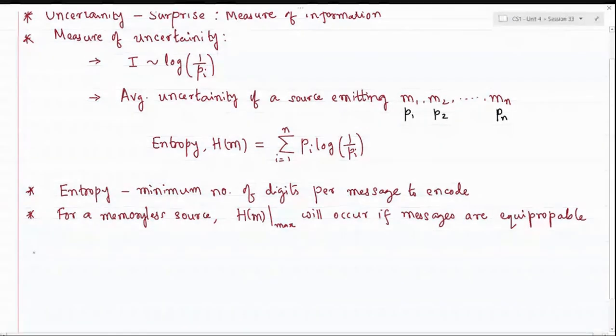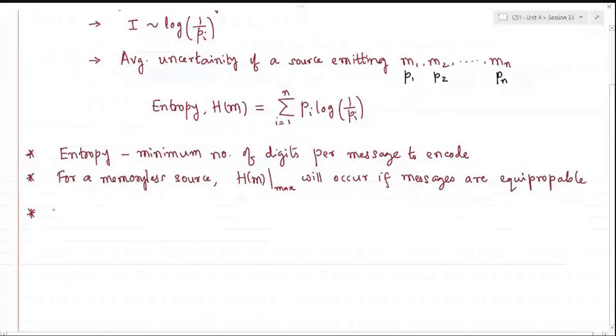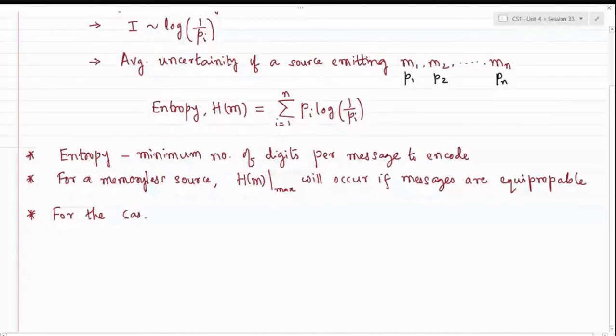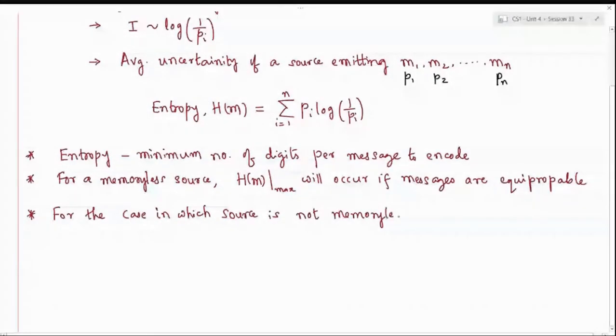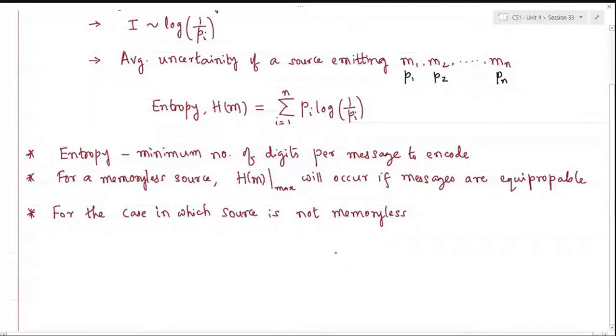To take things forward, consider the case in which the source is not memoryless. This is an important aspect that we'll be taking forward today. If the source is not memoryless, then messages emitted by the source at any time are dependent on the previous messages emitted. That's what it means for the source to have memory.